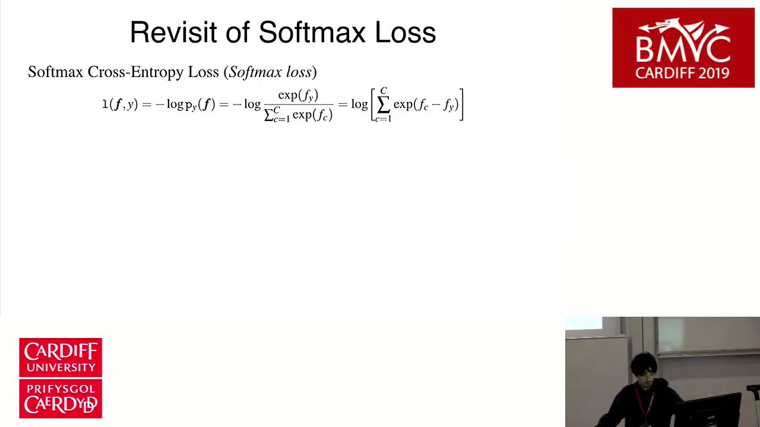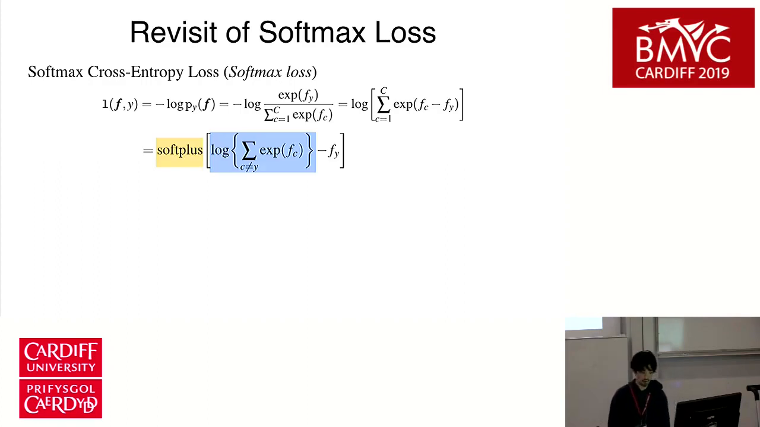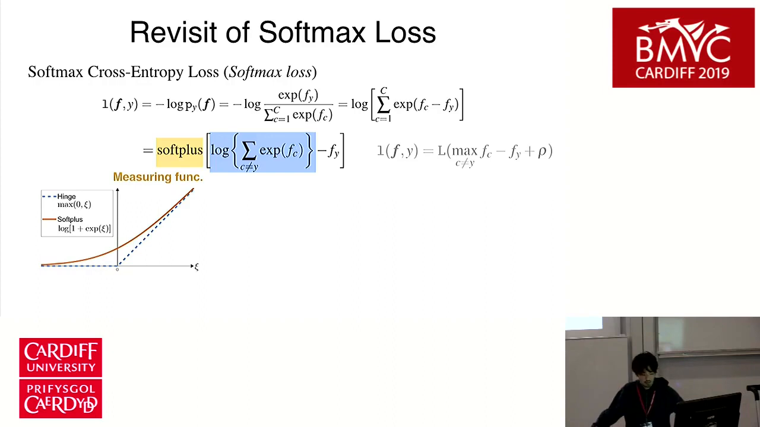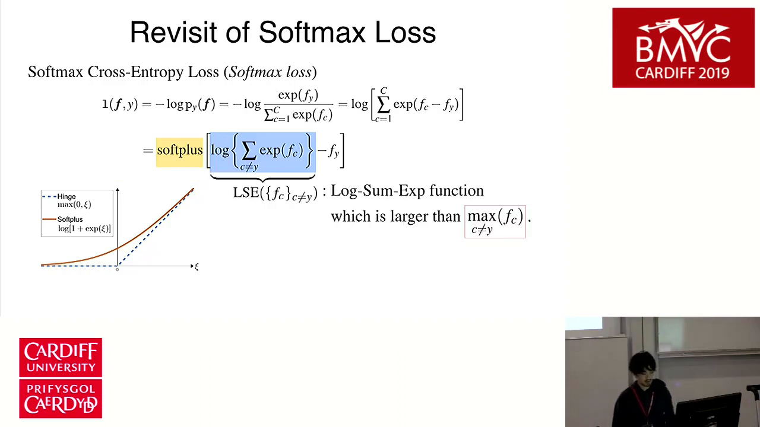Then let's go through the reformulation of the softmax loss step by step, which is the main part of the work. The softmax loss is defined by the negative log of the target posterior, which is transformed like this, and it is further reformulated into this form through some algebraic transformations. This is close to the margin-based loss, where we employ softplus as our measuring function. And the most important part is this log-sum-exp function term, called the LSE.